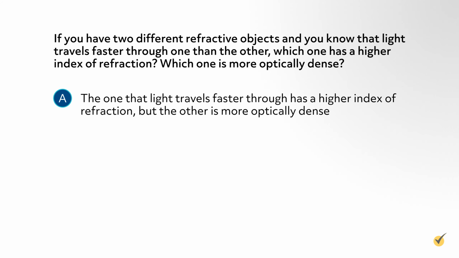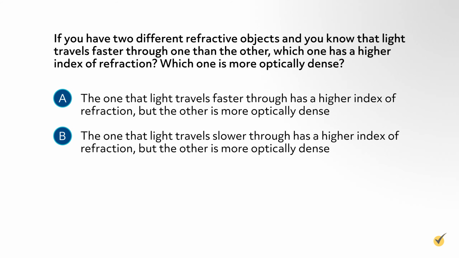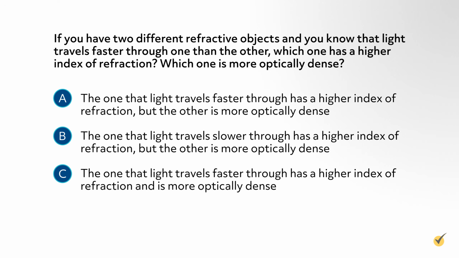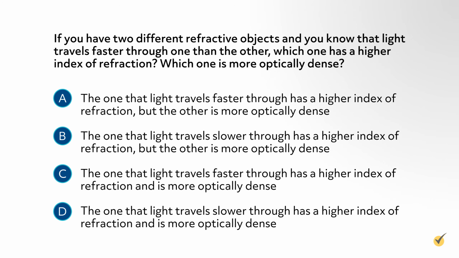Is it A, the one that light travels faster through has a higher index of refraction, but the other is more optically dense? B, the one that light travels slower through has a higher index of refraction, but the other is more optically dense? C, the one that light travels faster through has a higher index of refraction and is more optically dense? Or D, the one that light travels slower through has a higher index of refraction and is more optically dense?